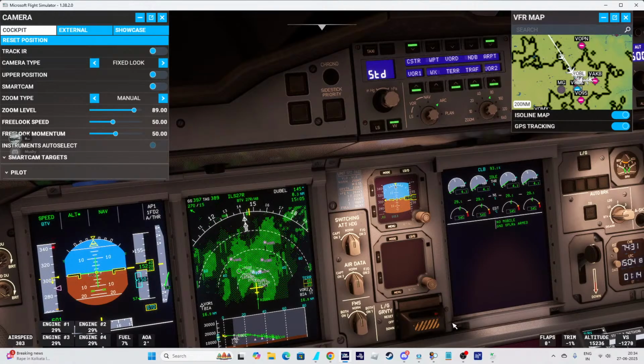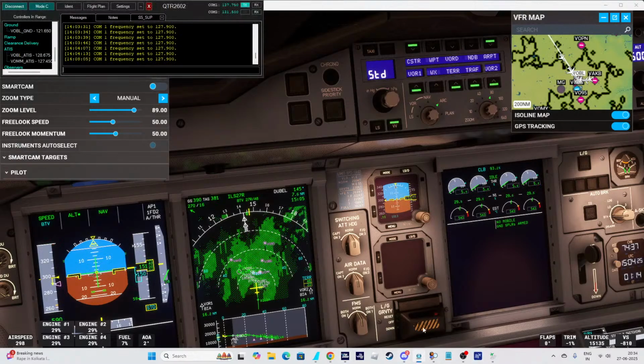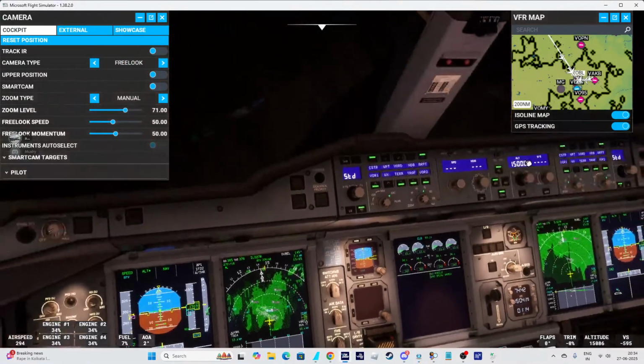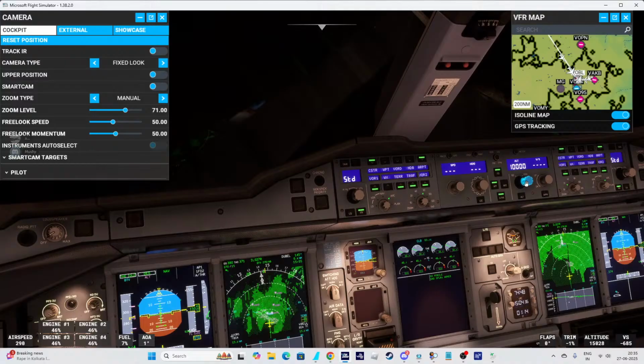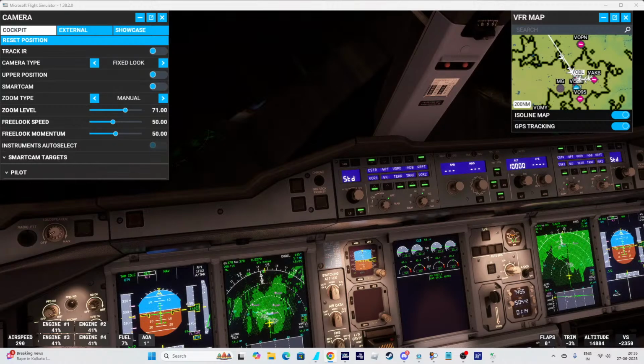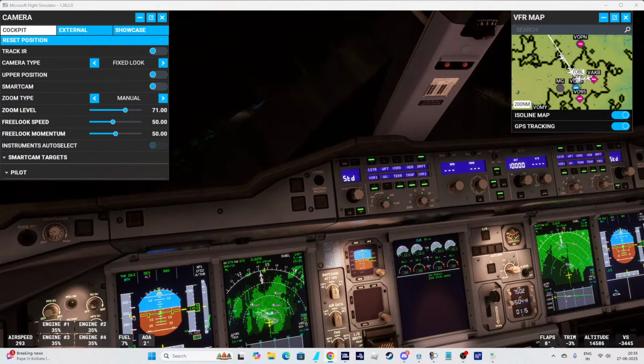Wait a minute. Hey, I have a Qatari question. 2602, descend to flight level 100. Yes, descent to flight level 100, Qatari 2602. I just want to know, what A320 are you using? Are you using the A320 Neo? No, Phoenix. Oh, okay. Yeah, there is a Kingfisher A320 delivery for the Phoenix A320. So maybe they are using that.